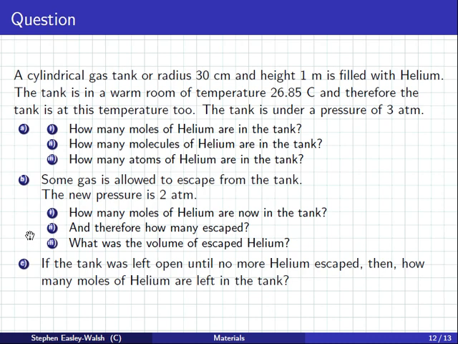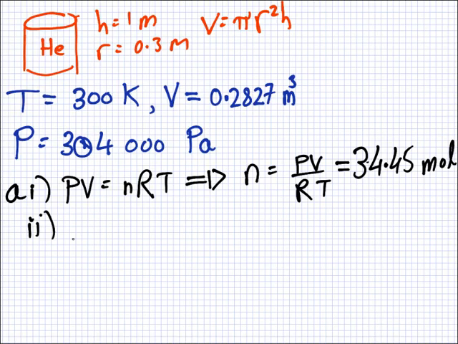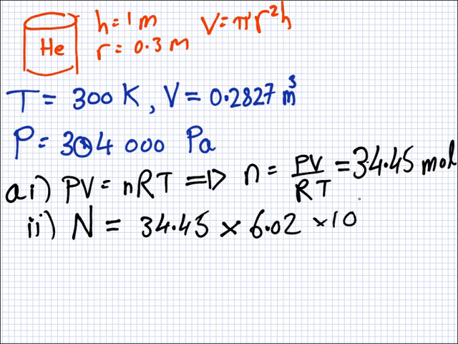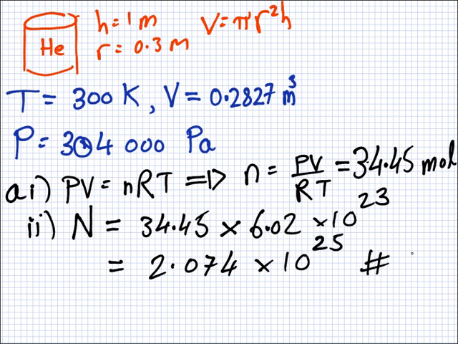How many molecules are there? So how do we get that? The number of helium molecules. What do we do? 34.45 times Avogadro, which is 6.02 times 10 to the 23, isn't it? 2.074 times 10 to the 25 number of helium.